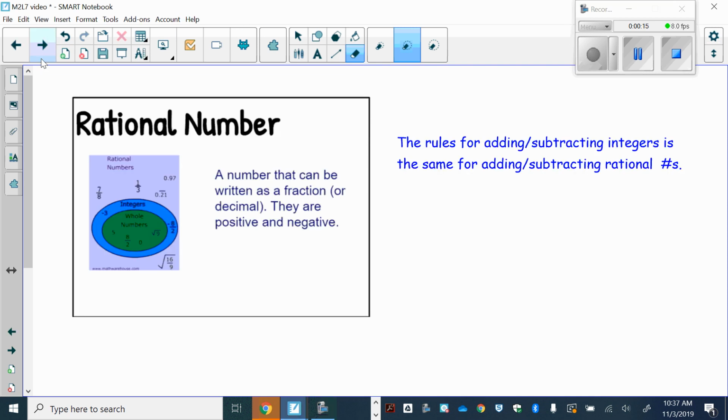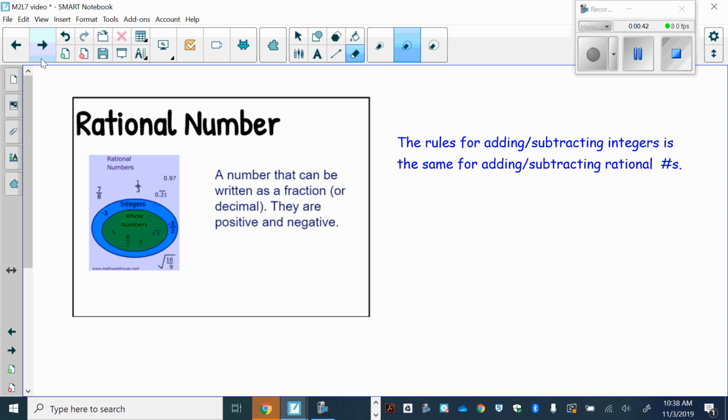What is a rational number? It is a number that can be written as a fraction or a decimal, and they are both positive and negative. So that means positive and negative whole numbers, because whole numbers can be written as a fraction. Any number over 1 is itself. So positive and negative whole numbers, positive and negative fractions, positive and negative decimals, and 0.